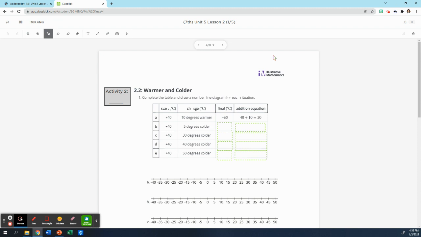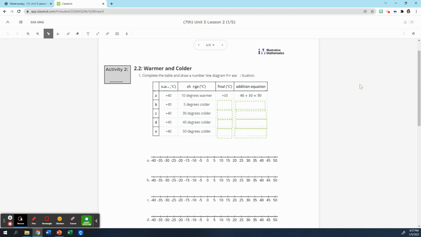So our focus today was being able to add positive and negative numbers using a number line. And we talked about the context of weather first. So let's do a couple examples together. Number 1 says, complete the table and draw a number line diagram for each situation. In situation A, it says that our starting temperature is 40 degrees and the change is 10 degrees warmer.